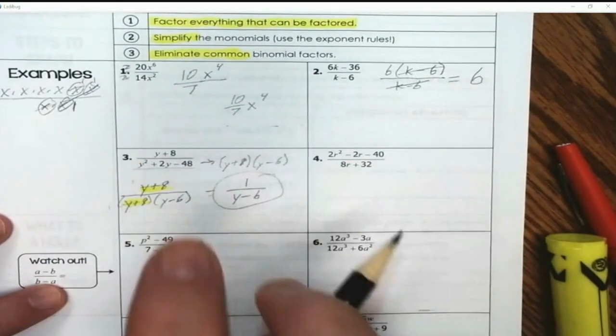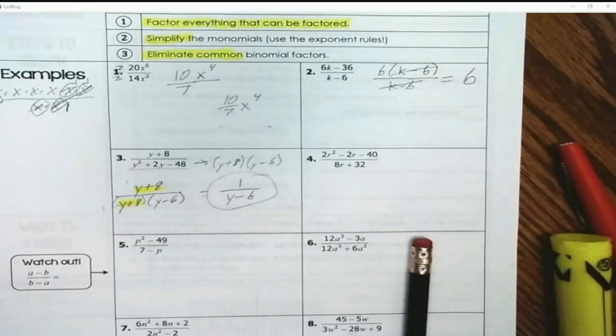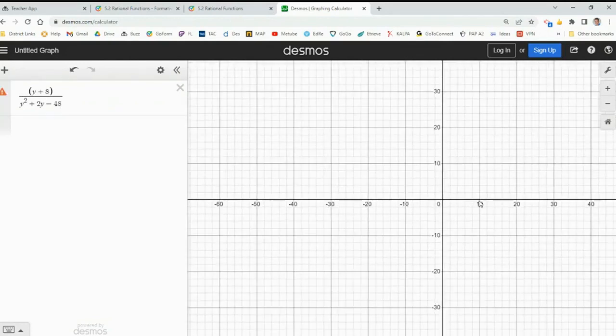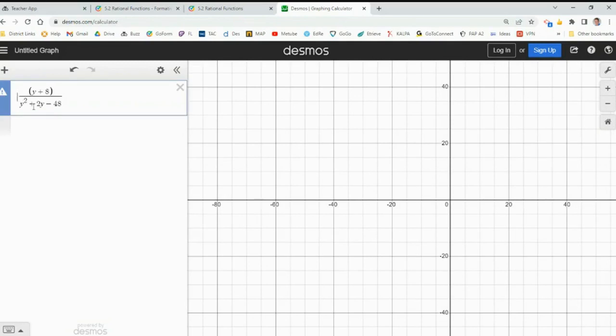These are the same expression. Oh, that's a good thing to look at. It just occurred to me, let's graph it. Y plus 8 as a numerator divided by, on the bottom, y squared plus 2y minus 48. We may have to zoom out now. For some reason, it doesn't like that. Okay, so f of x equals.